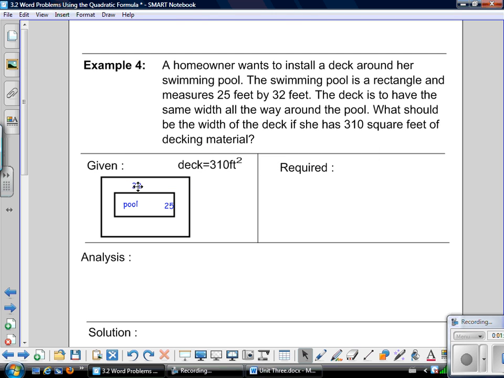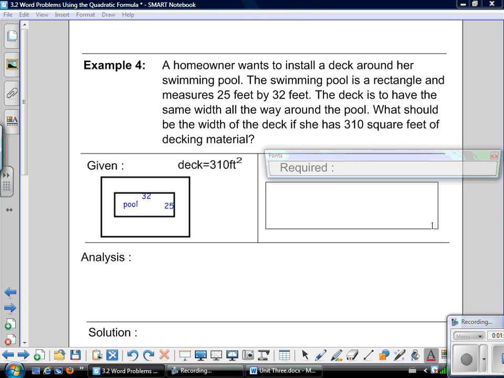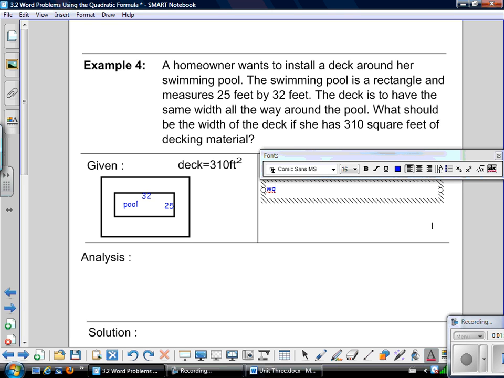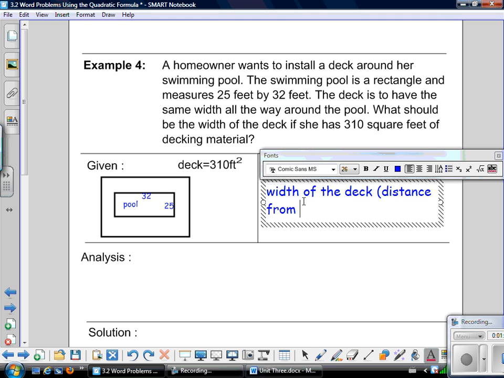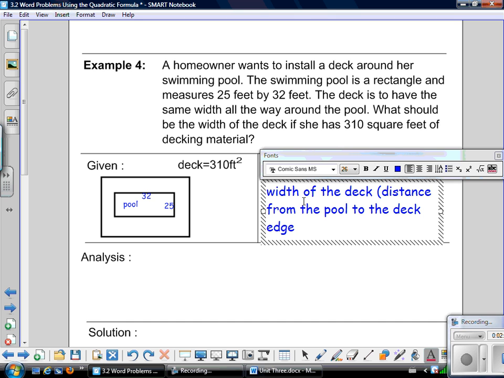Now what we want to look at is what is required of us. Obviously, what's required of us is to find the width of the deck. Actually, I'll make that a little bit larger so it's easier for you to see. So we want the width of the deck, in other words, the distance from the pool to the deck edge. Okay, so that's what we're after.